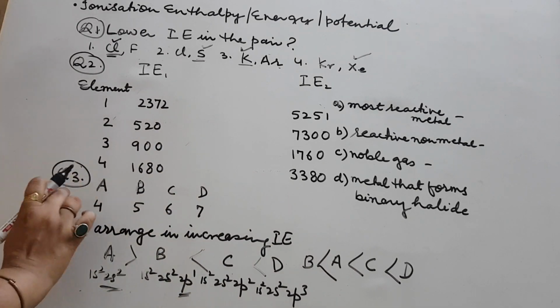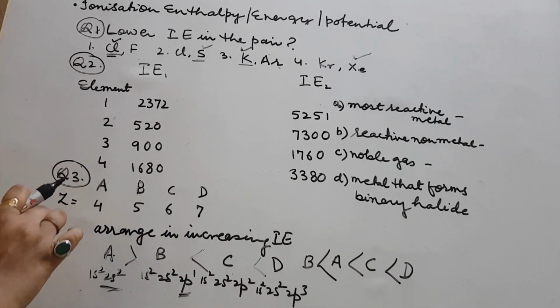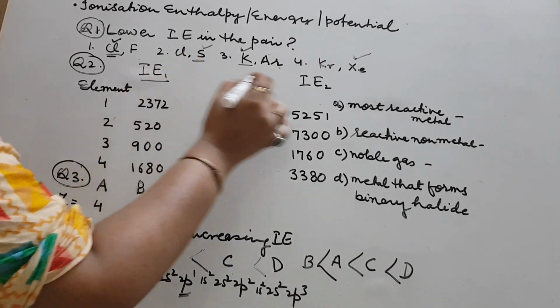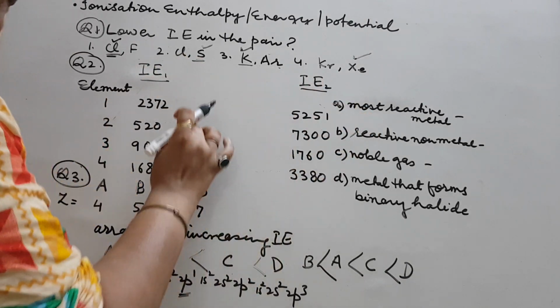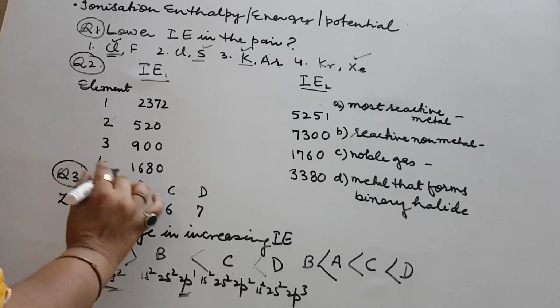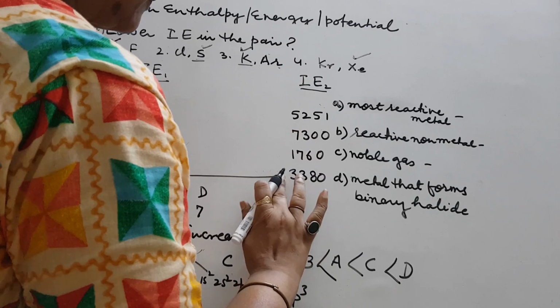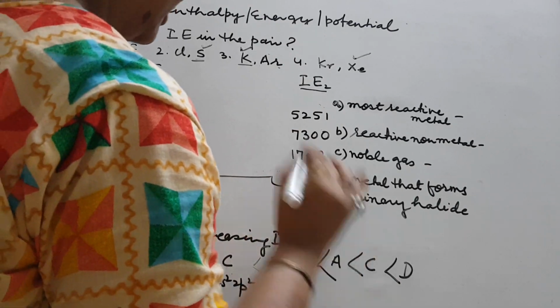Now we come to third question. Children, they are giving you these values of the first IE and second IE. There are 4 values given to you.